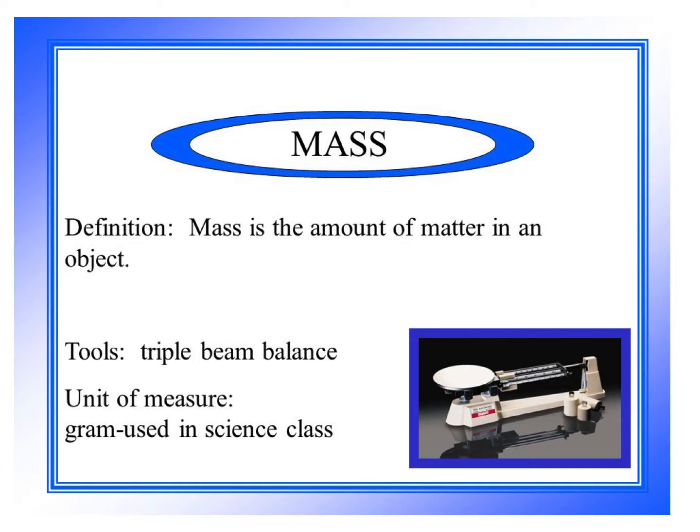Some metric units of mass are the gram, or you'll just see the letter g, and that stands for gram, and the kilogram, which you will see as kg. The mass of a paper clip is about 1 gram. A 1 liter bottle of water has a mass of about 1 kilogram.